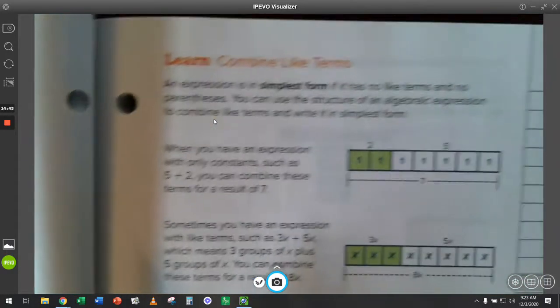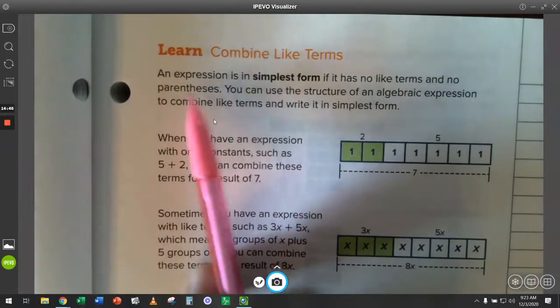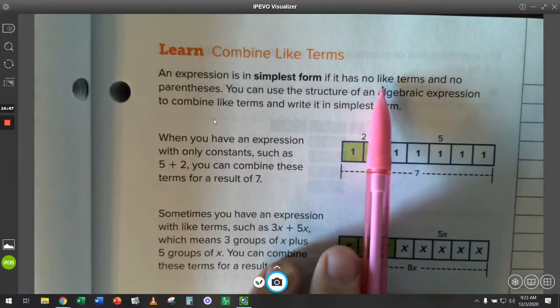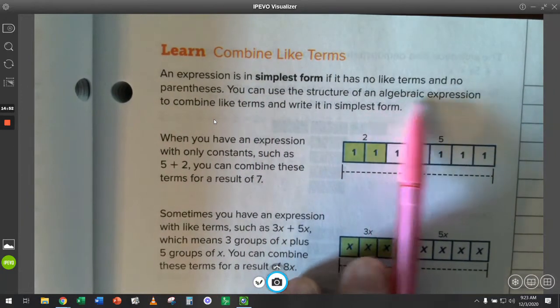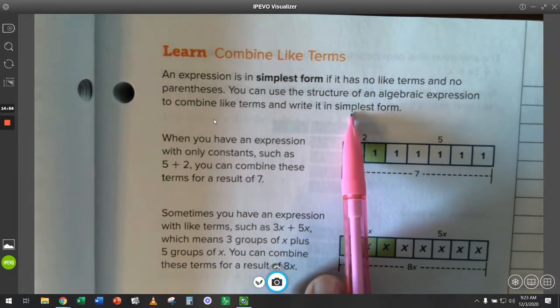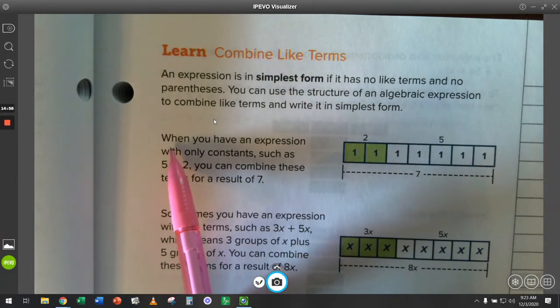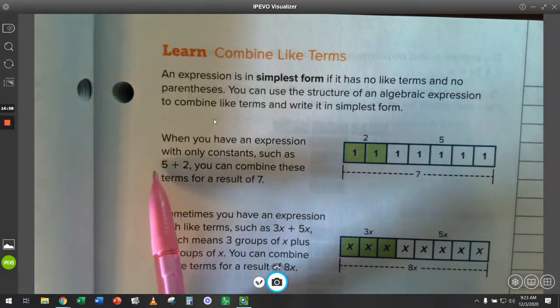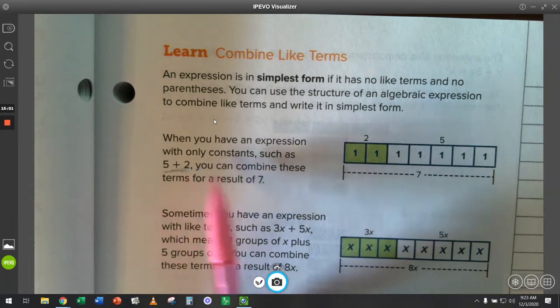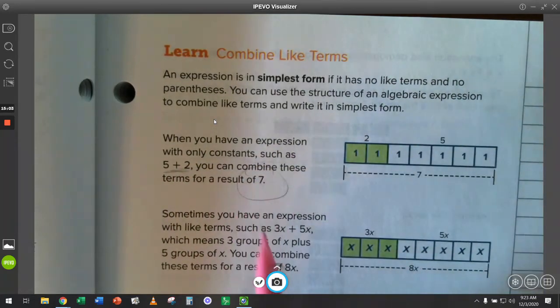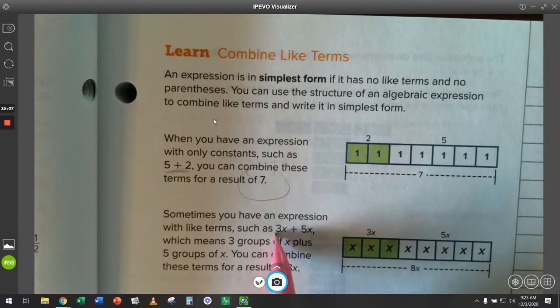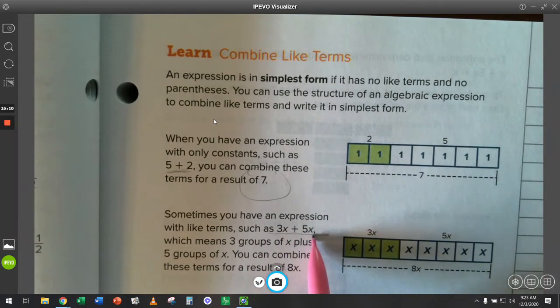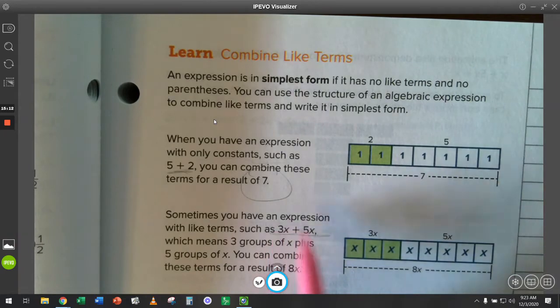All right, moving on. So let's talk about combining like terms. An expression is in simplest form if it has no like terms and no parentheses. You can use the structure of an algebraic expression to combine like terms and write it in simplest form. So when we have an expression with only constants, like 5 and 2, right? We can just easily combine those to find the answer is 7. The same thing works if we only have x's, right? 3x and 5x. We can add those together. 3x plus 5x is 8x.